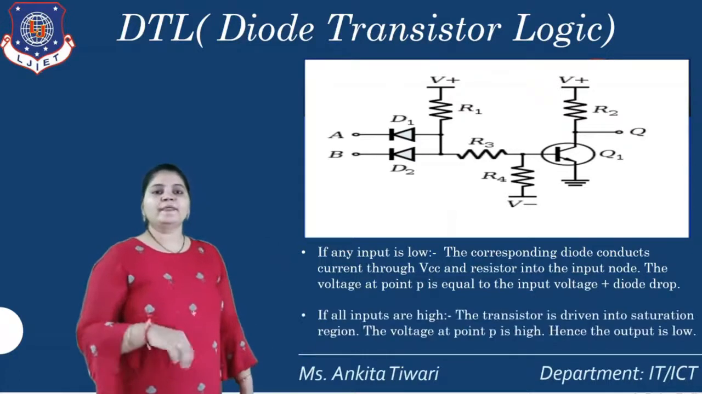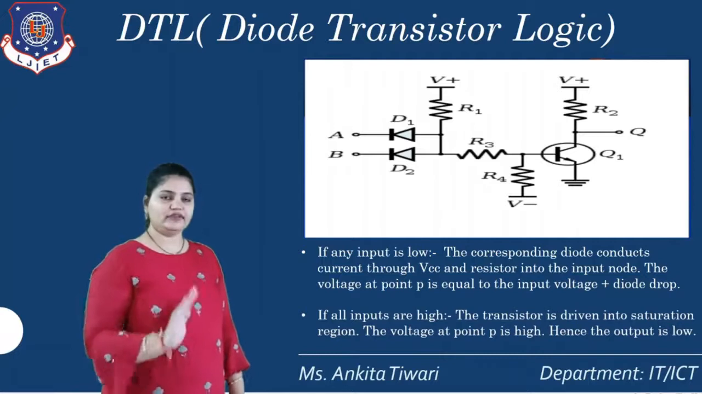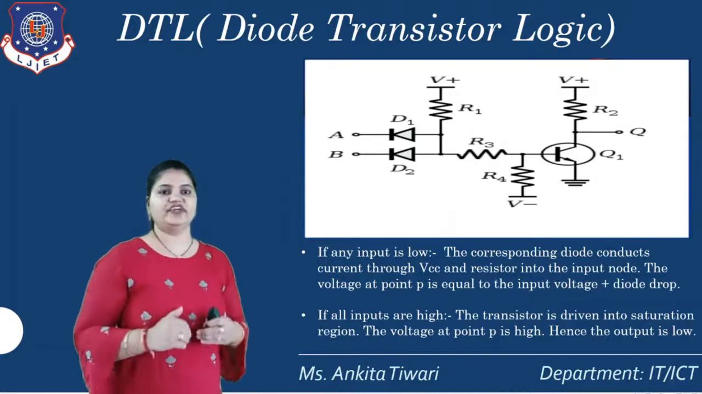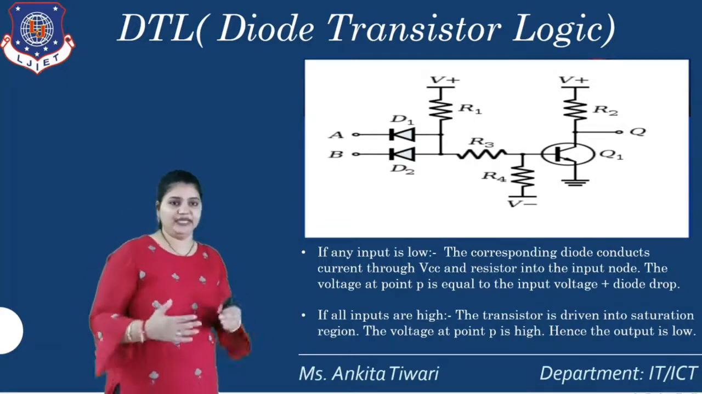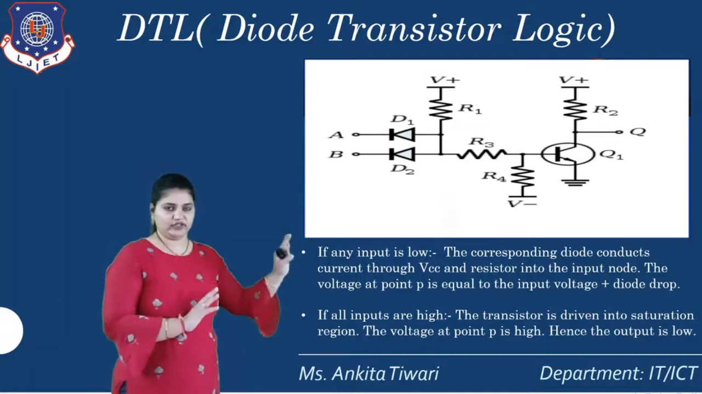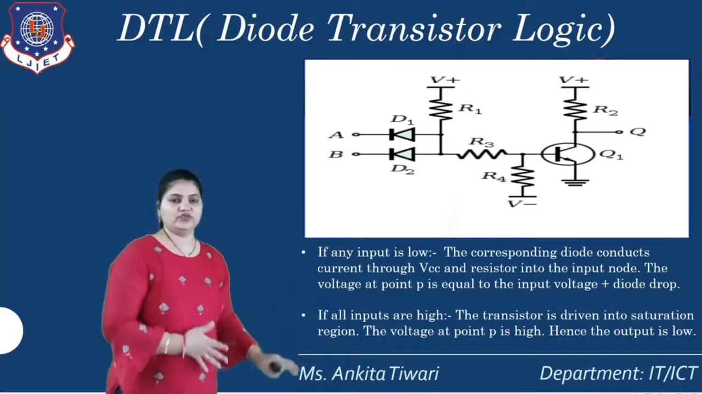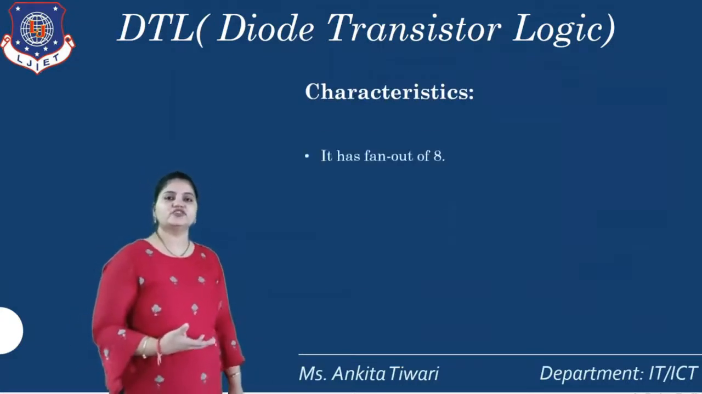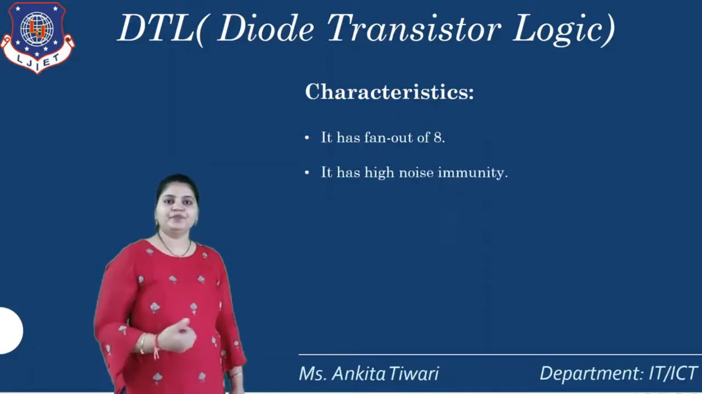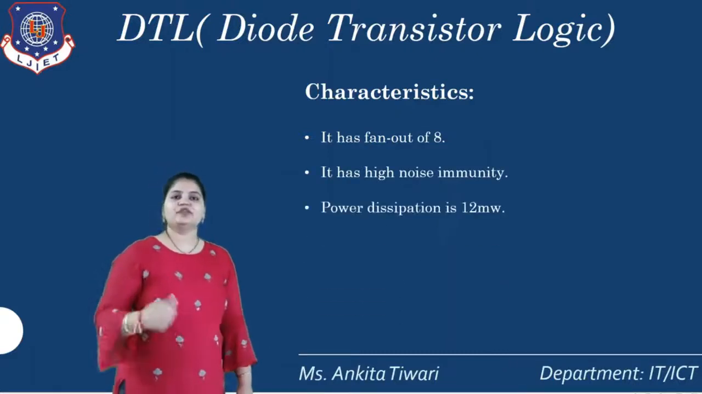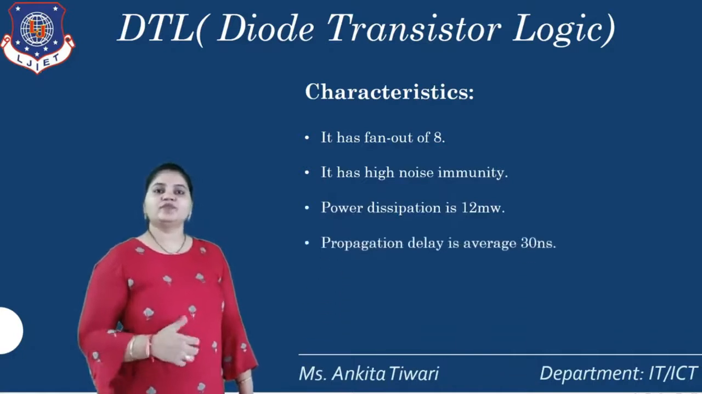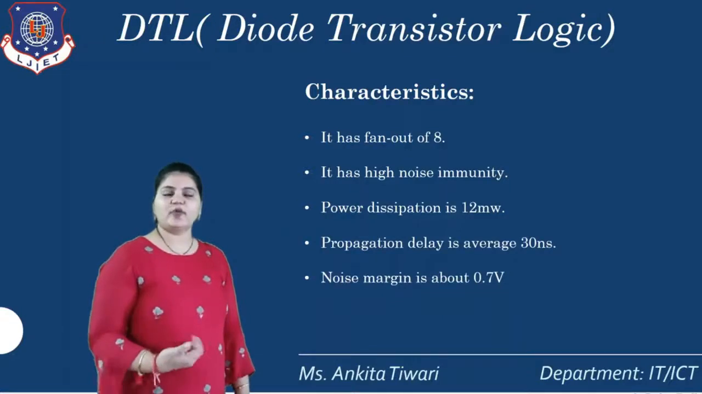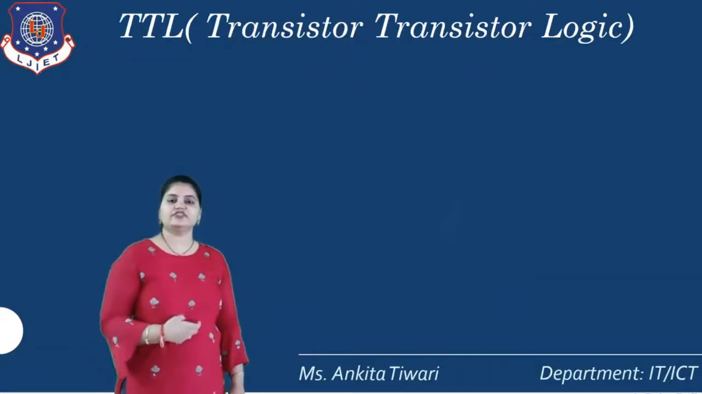Okay. Now here, that was the concept where the input was low. If all the inputs are high, the transistor is driven into the saturation region, and the voltage at point P is high. Hence the output is low. So this is the concept of DTL. Now we are talking about the characteristics. Here it has a fan out of 8. It has high noise immunity. The power dissipation is 12 milliwatts. The propagation delay is average, that is 30 nanoseconds, and the noise margin is about 0.7 volt. So these are the characteristics of DTL.